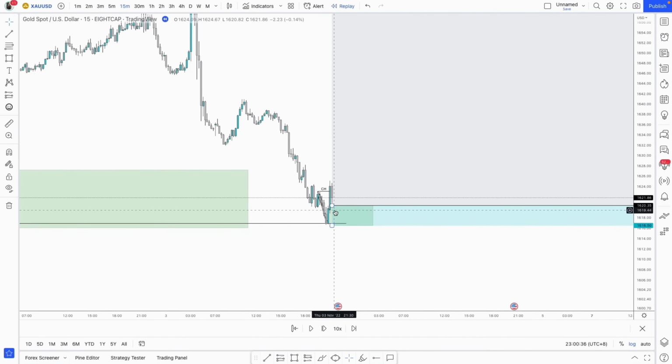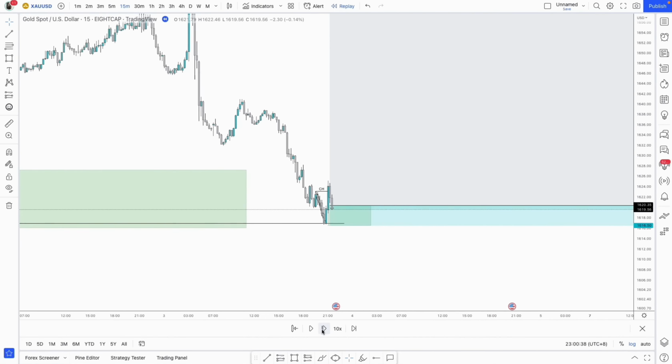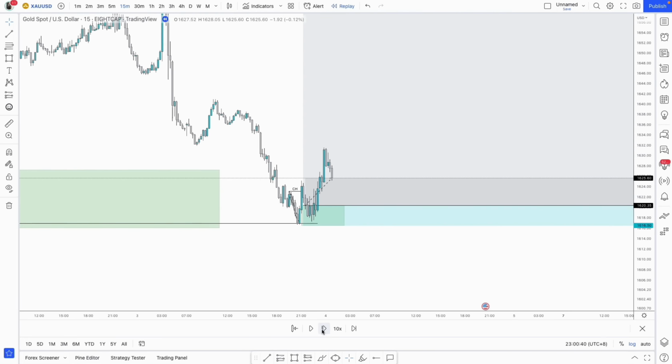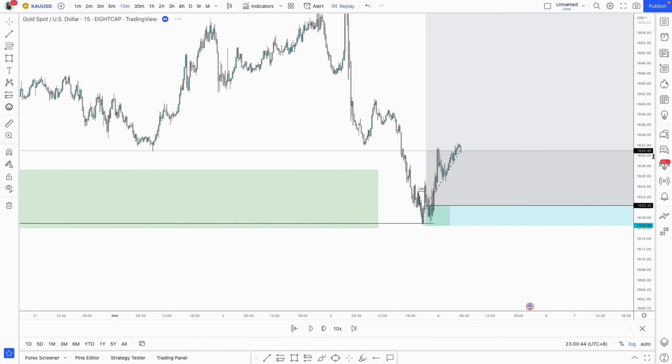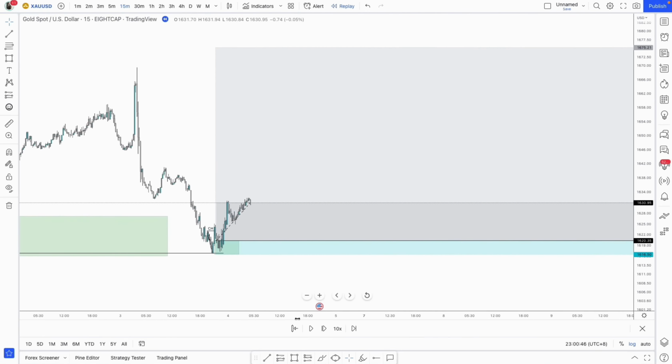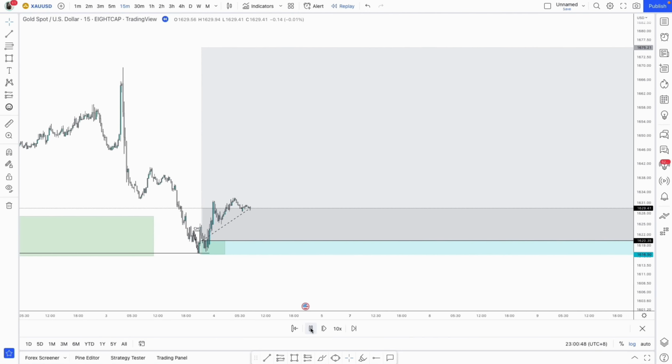We're taking the order block. Why? Because there was a level of imbalance. Price mitigates, respects, takes out the high, and then continues. So that is how we confirm our order blocks, and that is exactly how it is that you use order blocks.